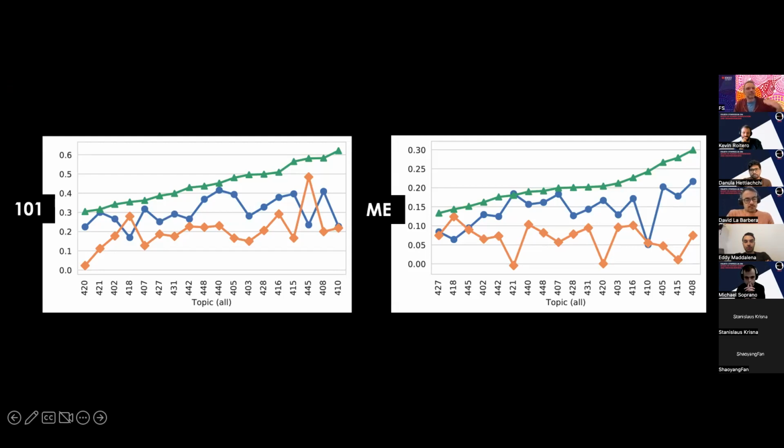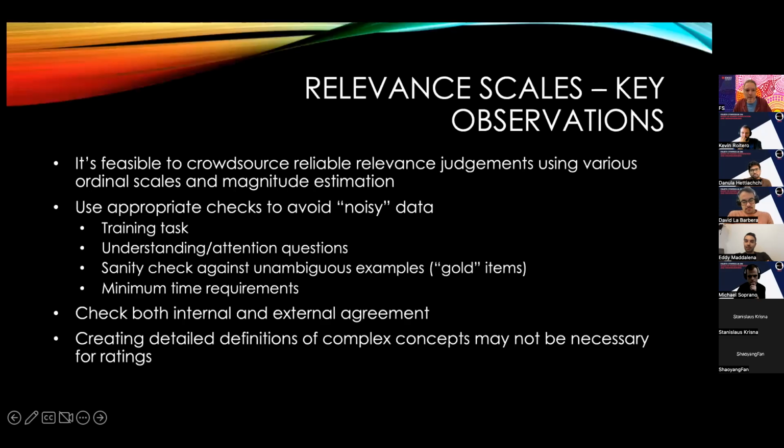This reflects what we might have expected, because typically people can very quickly agree when something is not relevant. You can say, oh, this is rubbish, but it's harder to reach agreement for relevant items, the orange line. So, very quickly, the summary is that it's feasible to crowdsource reliable relevance judgments using various different ordinal scales, or even a weird magnitude estimation scale.